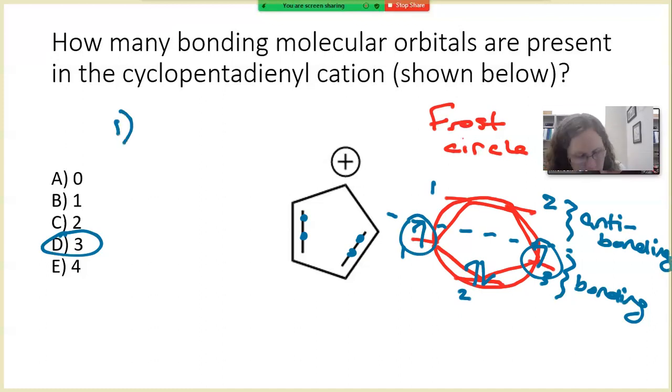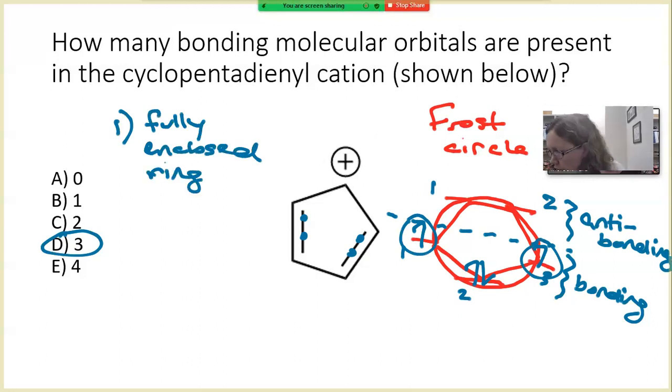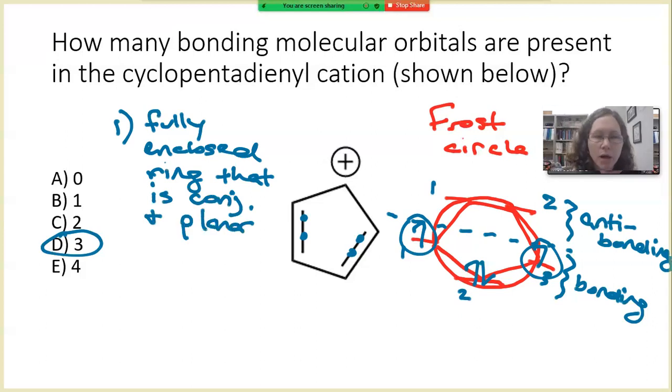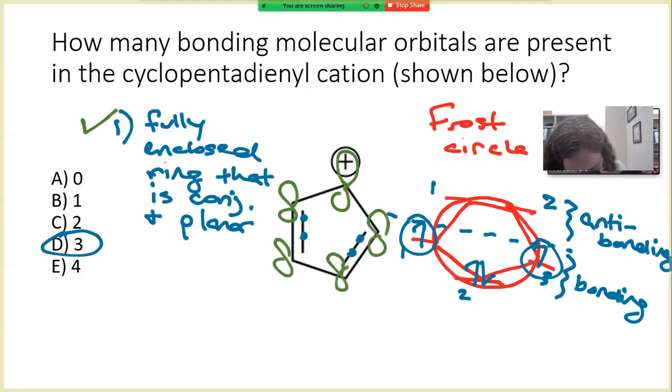Number 1 is it has to be a fully enclosed ring that is conjugated and planar. Our molecule does satisfy that. We do have a fully enclosed ring with completely overlapping p orbitals at each location. The second question is where we have an issue.